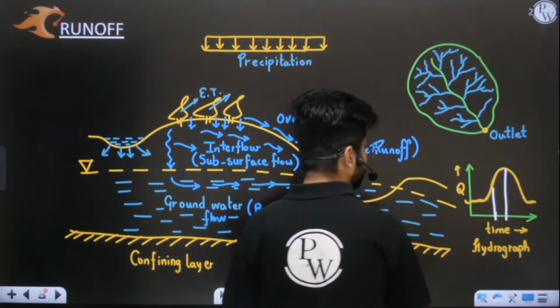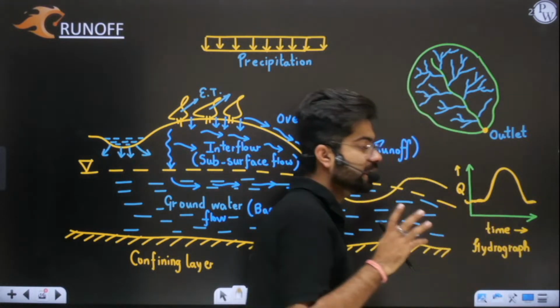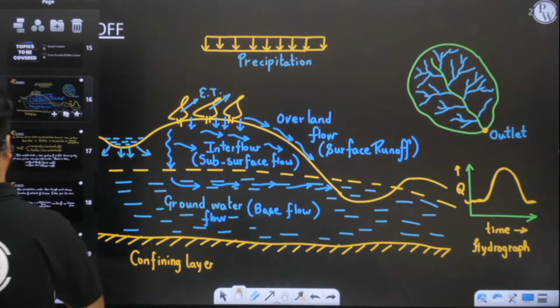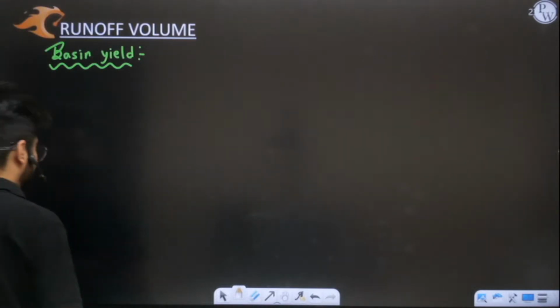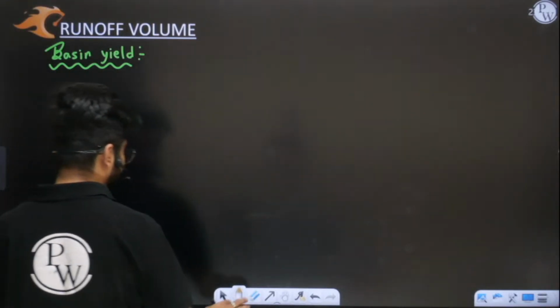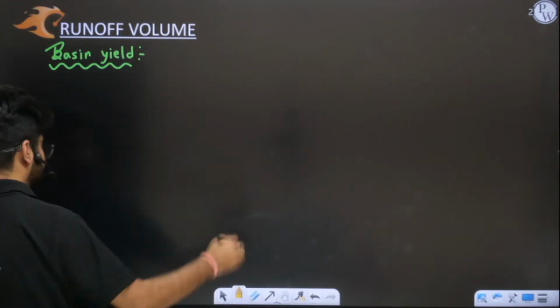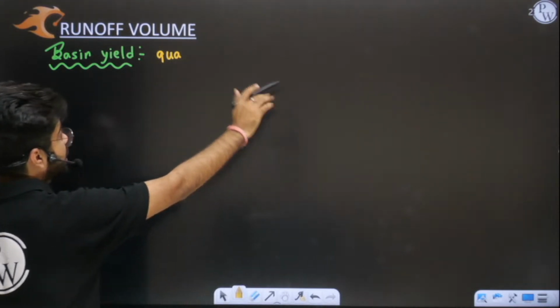So basically we have to integrate Q dt. Is this clear? That will be the yield given by your basin. Obviously the basin will yield some water after rainfall, that is for sure. So basin yield is the quantity of water. I hope this is clear.